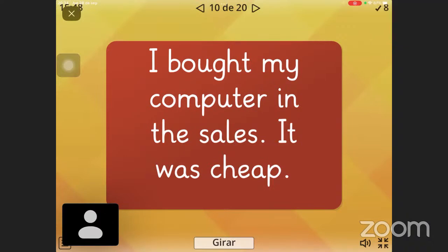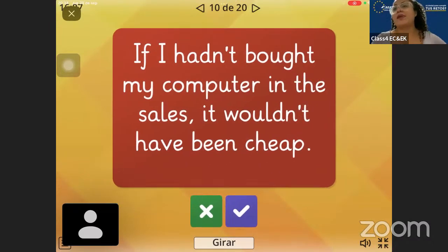If I had bought my computer in the sales, it would have been cheap. Okay, let's see. If I hadn't bought my computer, in negative, if I hadn't bought my computer in the sales, it wouldn't have been cheap. Si no hubiese comprado mi computadora en las ofertas, no habría sido barata.